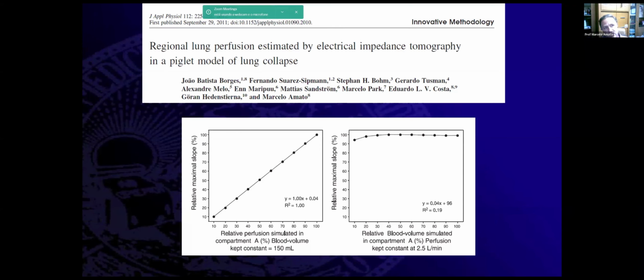The difference is that, for instance, the new technology called dual source CT has been claimed to measure lung perfusion. In fact, this method measures lung blood volume. And this is very important because in many clinical conditions, the blood volume and blood perfusion can be a little bit dissociated. So when we are measuring EIT perfusion, it's really perfusion, it's not blood volume.